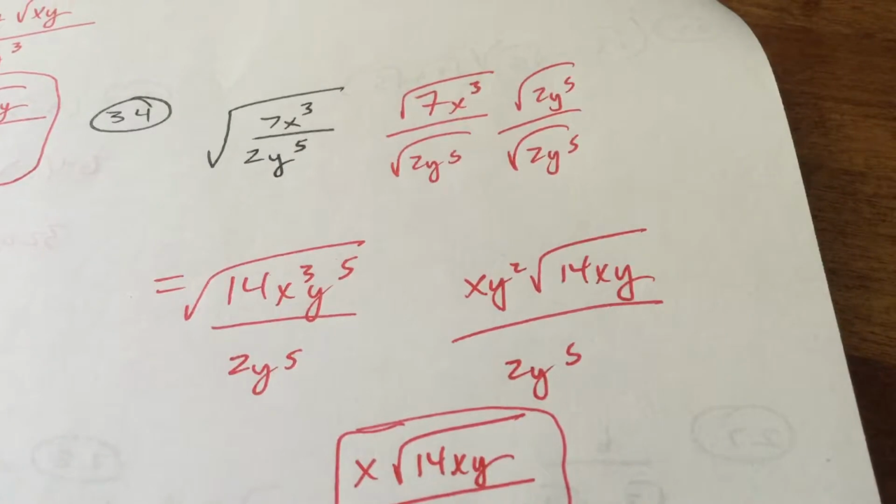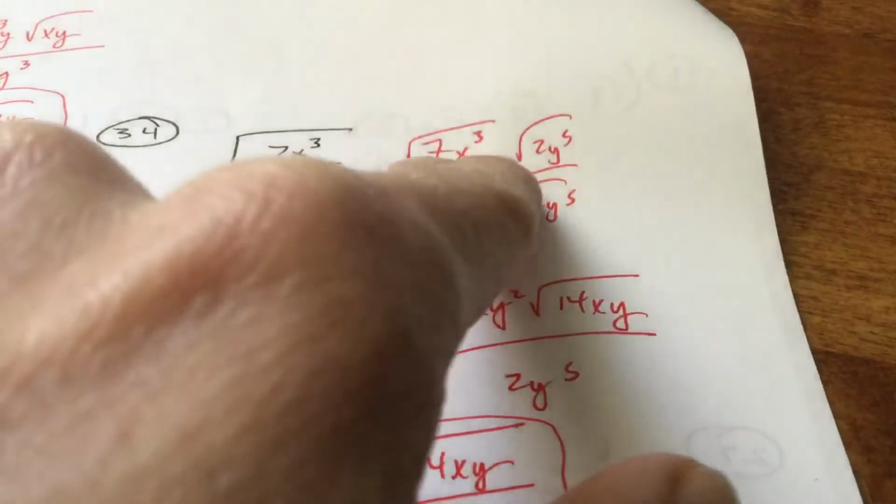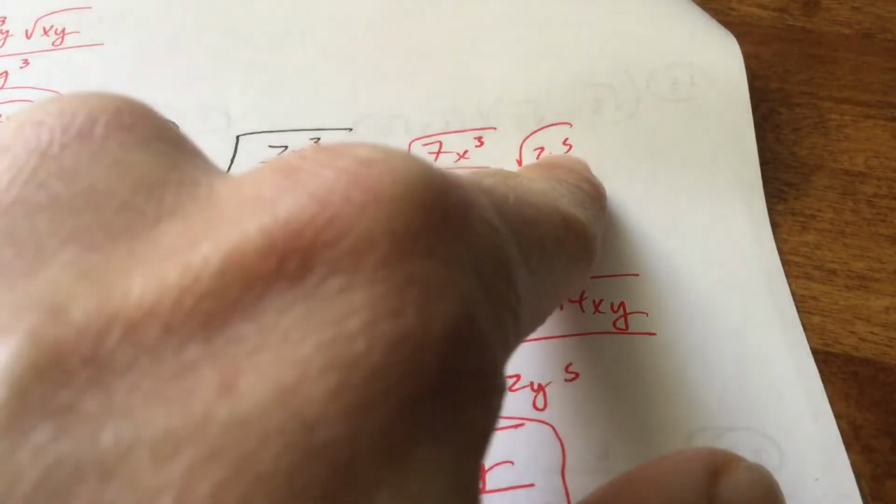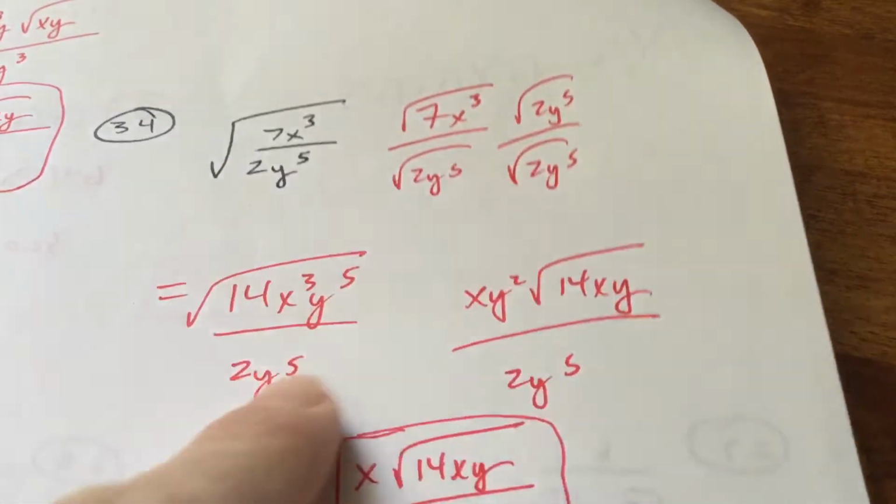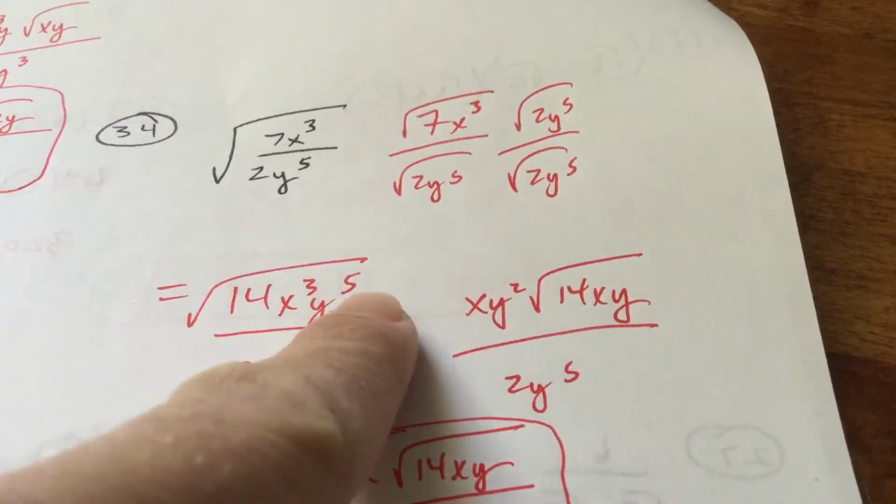Here's 34. So again, when I have the square root of some rational function, 3 over 2, I can just write it as the square root of 3 over the square root of 2. That is totally legal. Now I'm going to multiply top and bottom by that denominator, that square root. So it's just going to give me 2y to the 5th. And when I multiply top and bottom by 2y to the 5th and the square root, 7 times 2 is 14. You have x to the third, y to the 5th.